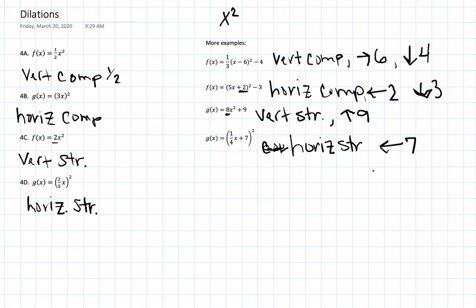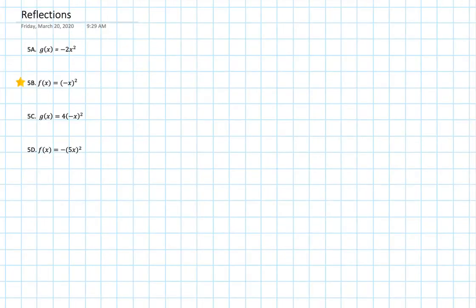Last thing we'll talk about is reflections. And this is where you have negatives either outside of the parentheses or inside the parentheses. If the negatives are outside the parentheses, it means that you have a reflection across the x-axis. If it's inside the parentheses, it's reflected across the y-axis.